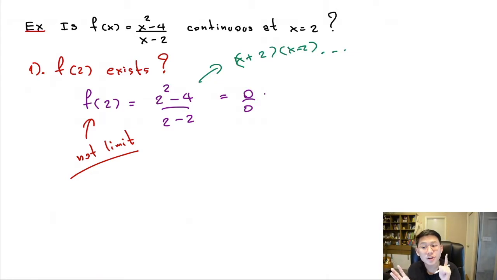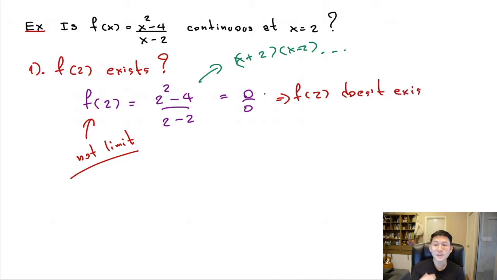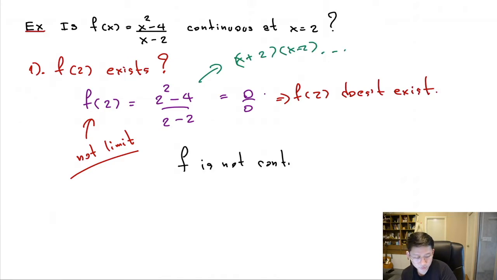We just need to substitute x with 2, or the point. And then if we get this value, it means that f(2) doesn't exist. And if f(2) doesn't exist, we don't need to talk about condition 2 and condition 3, because it won't be continuous. Okay, so f is not continuous at 2.